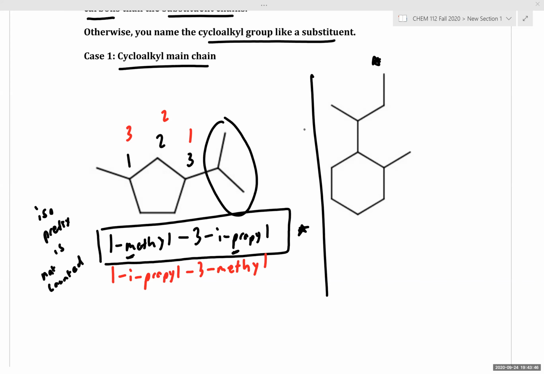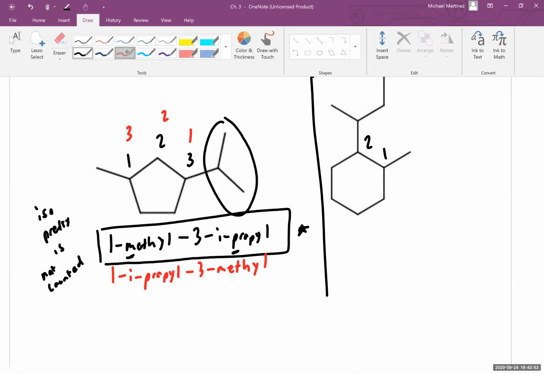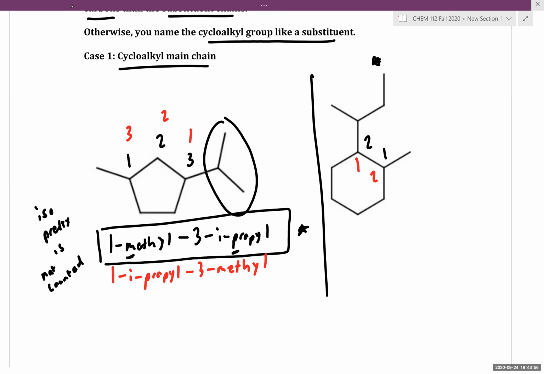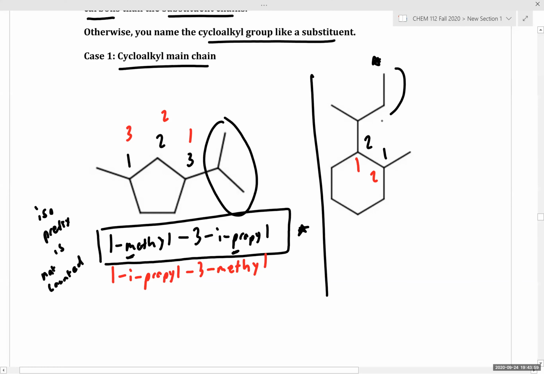Okay, so let's talk about this example. We have two numbering methods, 1, 2, going counterclockwise or clockwise. I'm going to need your help for this one. What do we call this group here? Is it cyclobutyl? Yep, exactly right. We call this cyclobutyl.